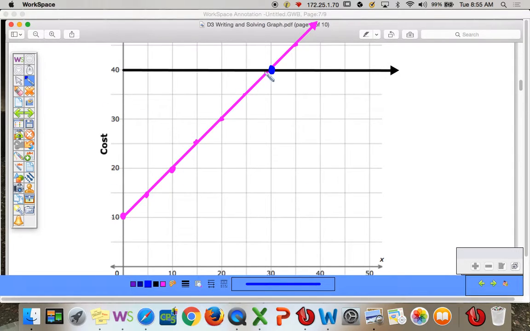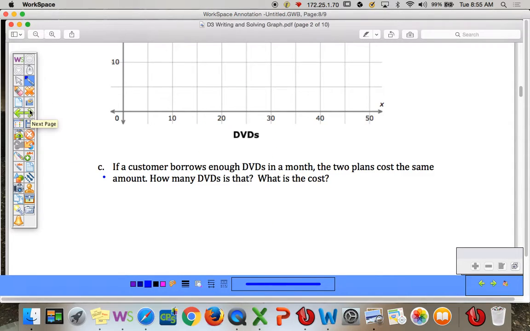Okay, so here's the cost. It's going to be $40, and that is if they rent 30 a month. So let's write that down. They cost the same at $40 if 30 DVDs are rented.